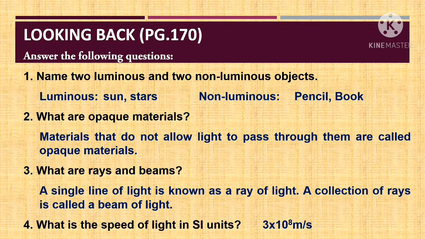Question 4. What is the speed of light in SI units? Answer is on page number 170. In SI units, the speed of light is 3 × 10^8 meters per second.